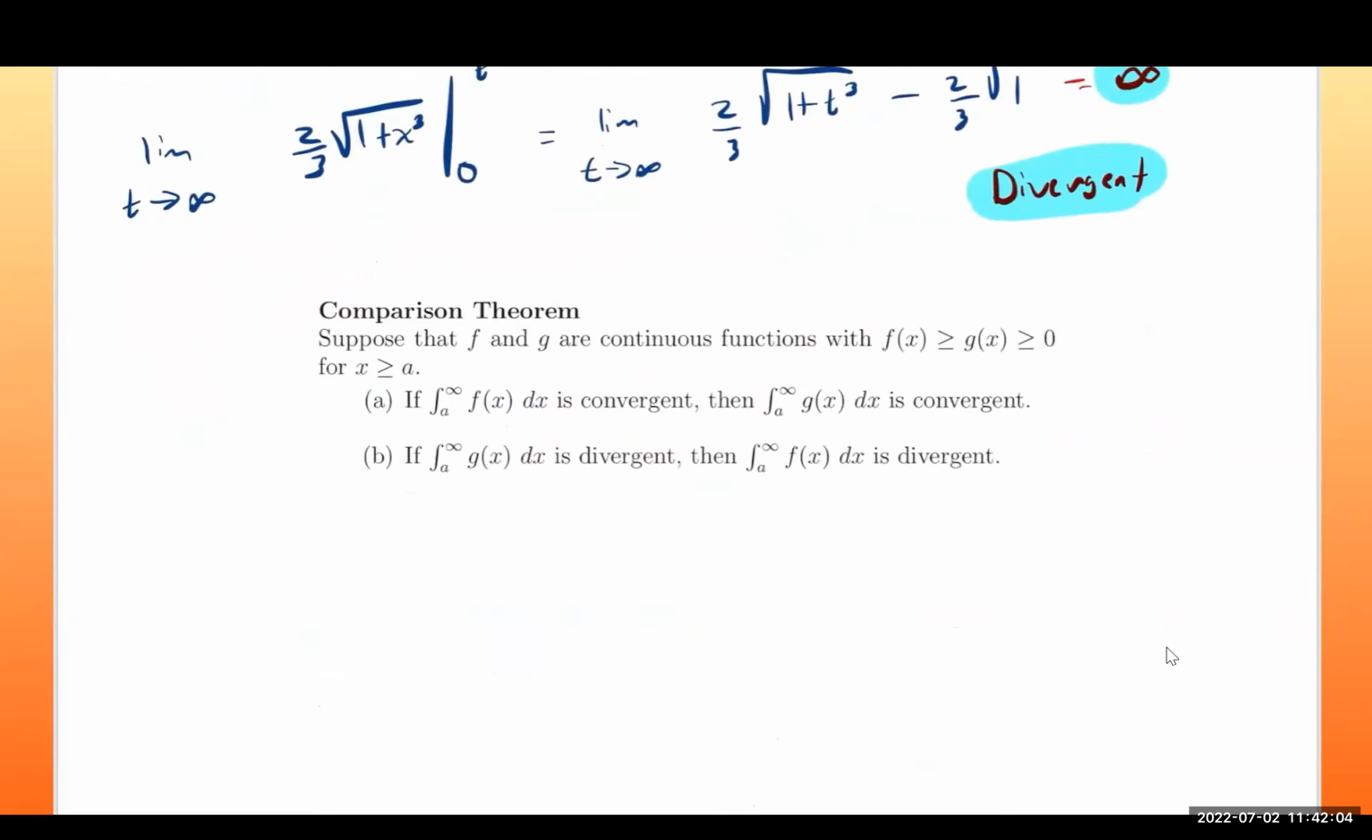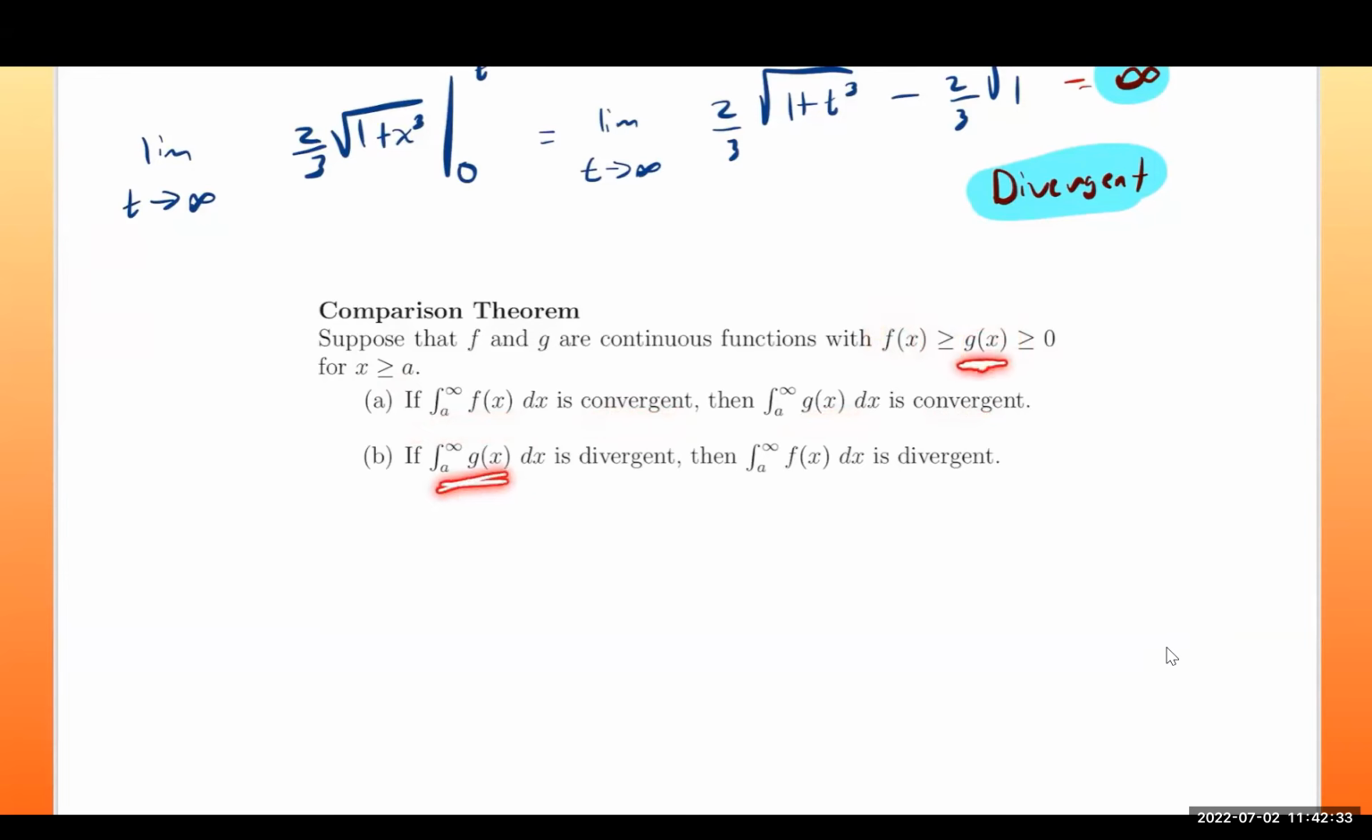All right, now we're going to move on to the comparison theorem. This theorem says that if you have two functions that are continuous, where the function f is greater than or equal to the function g, which are both positive, for x greater than or equal to a, then if this integral is convergent, then g must also be convergent because g is bounded by f.